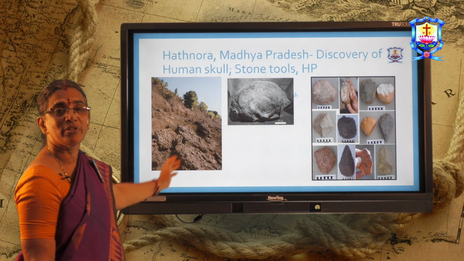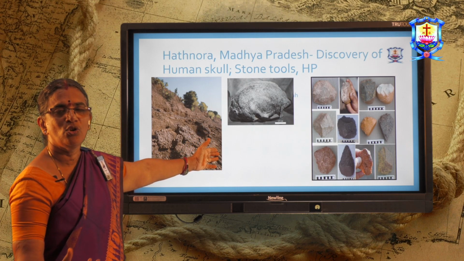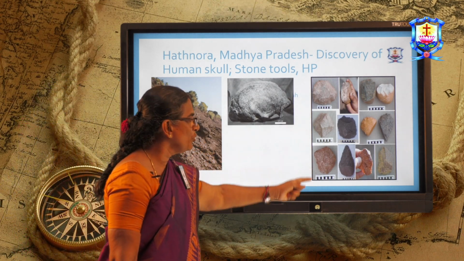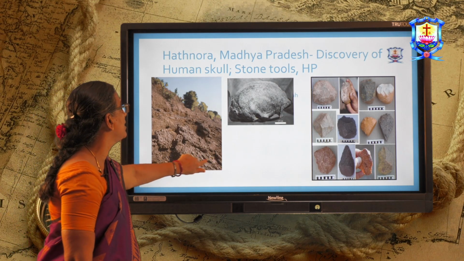Okay, so these are all the evidences from sites in India. This is Hathnora, from which we found a skull of a human being. Some people call it Homo erectus, while some say it is Homo sapiens. And you can see the stone tools used by our prehistoric people, that is from Himachal Pradesh.